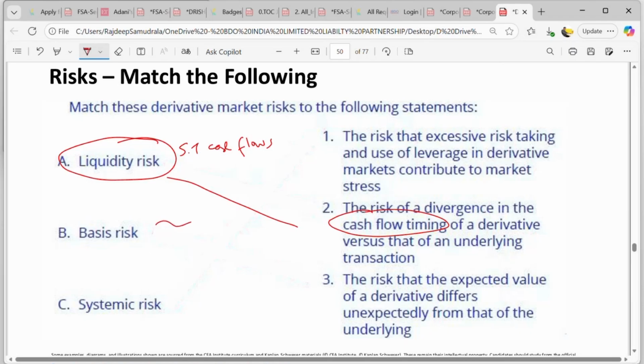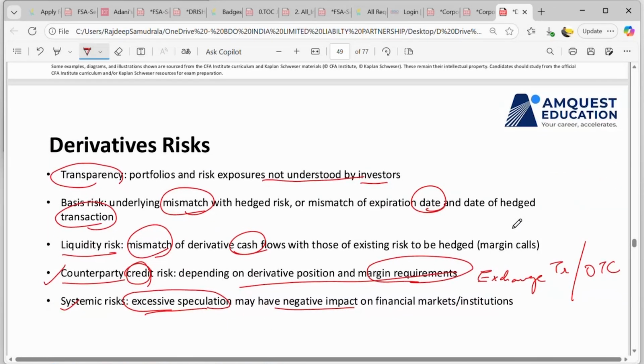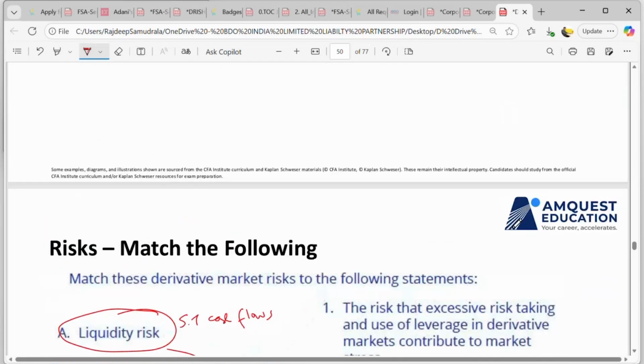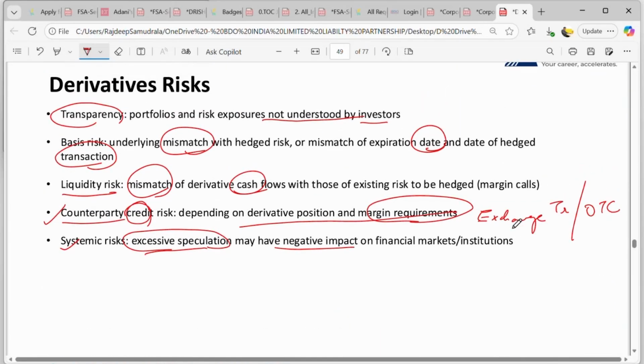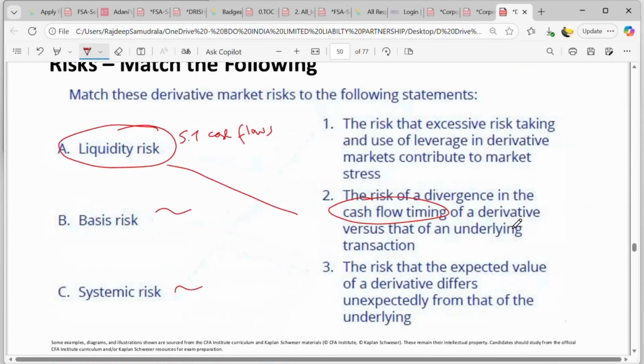Basis and systemic. Yes, come on. So basis risk means your basis might not be sound. You expected something and the basis did not turn out to be as expected, right? See it here. Basis risk, where the mismatches are happening from what you expected. Systemic risk, I told you, is the risk of excessive speculation. You do something in excess and you're not able to use it for the right benefits.